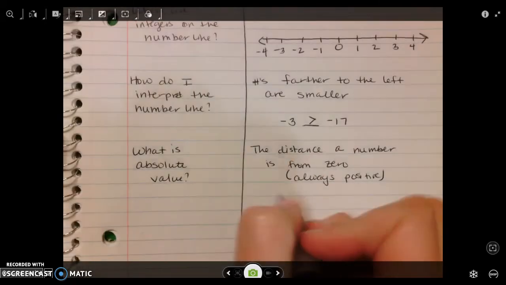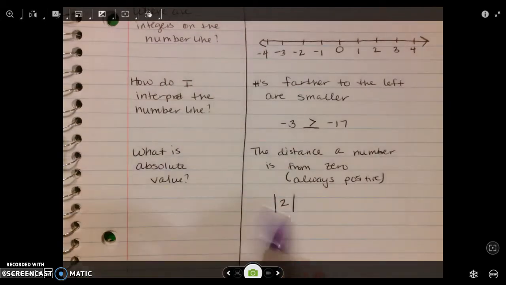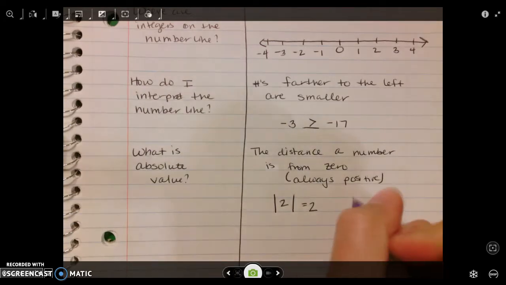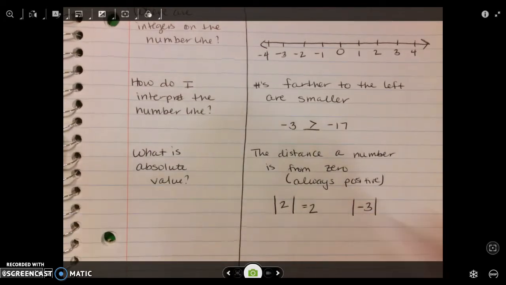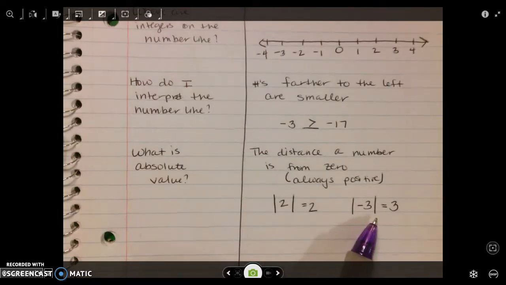Now, you'll see absolute value denoted by these big lines here. And I would read this as the absolute value of 2. Well, how far is 2 from 0? It's 2. How about negative 3? The absolute value of negative 3. What's the absolute value of negative 3? Well, 3, because it's 3 spots away from 0. So absolute value is kind of a nice thing in math because it's talking about distance. And so in math, sometimes we'll see it and we'll intentionally use it to get positive pieces out of it.